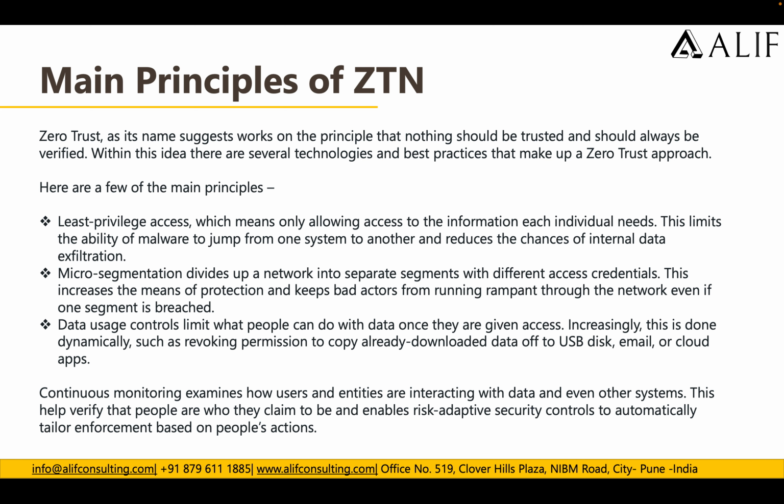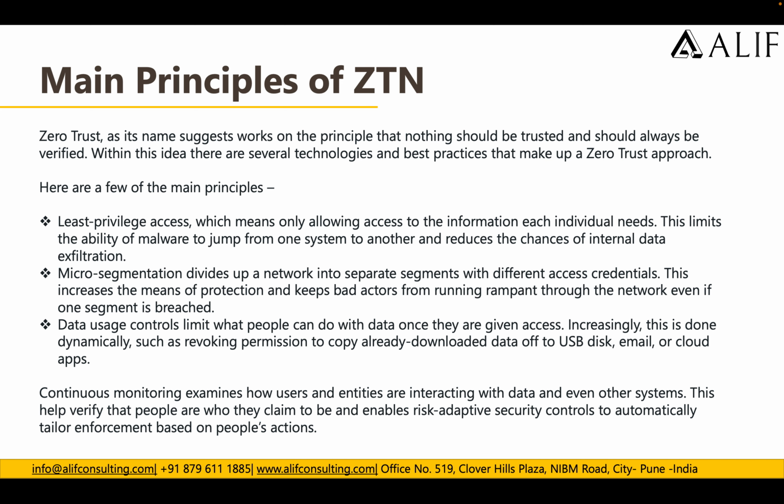Third, data usage control: limit what people can do with the data once they have been given access. Again, this is a very important main principle, where you need to control the limit of how much data they can use, and what exactly they can do. You put limits on users, which allows you to restrict what they are doing, what they are downloading, and what they are copying from their system to outside the organization, or maybe to other third party services. That's where you can control things.